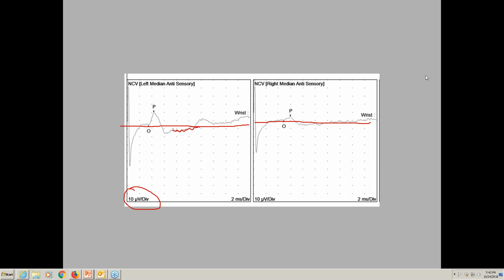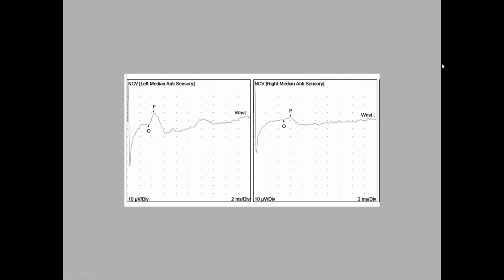So these are reasonable waveforms. And just in looking at them, clearly it appears that they're both a little slow. The right's slower than the left, and there's an amplitude comparative decrement.